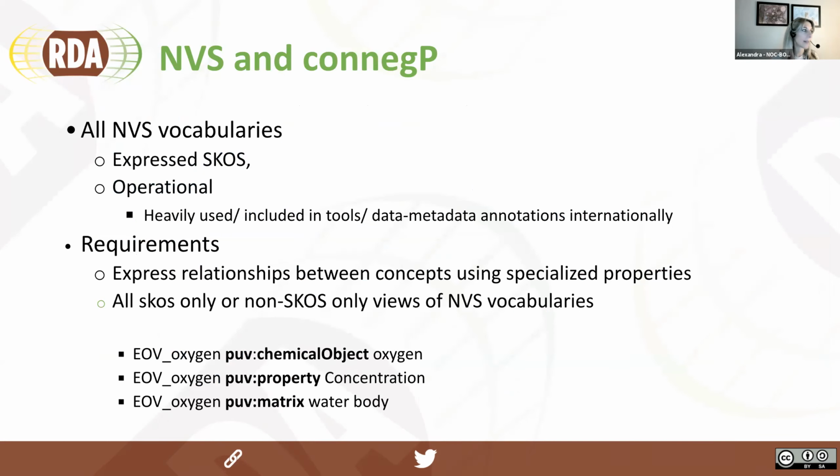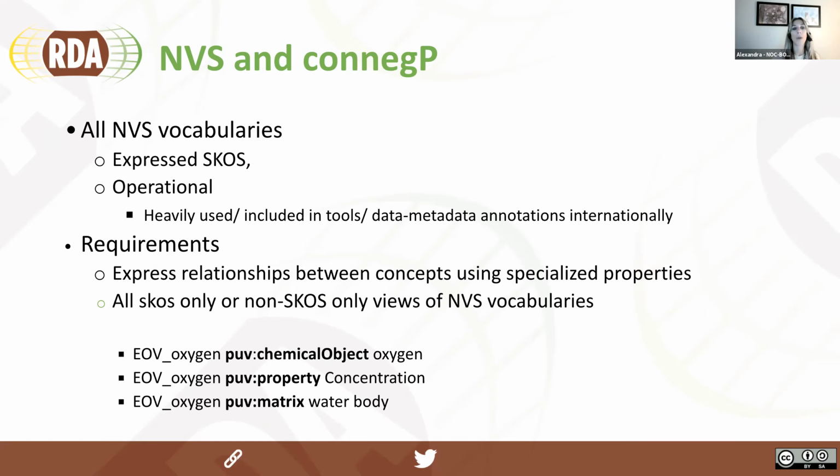In the next slide. So what drove us to do content negotiation by profile is that all of our NVS vocabularies are expressed in SKOS and they are operational. So other people are using them heavily in their everyday processes. They are part of tools. So we are not allowed to change what we already have. But we also wanted to express mappings and relationships using more expressive ontologies, other than SKOS.